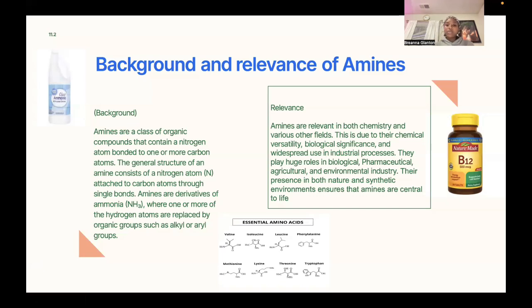So why are amines relevant? Amines are relevant in both chemistry and various other fields. This is due to their chemical versatility, biological significance, and widespread use in industrial processes. They play huge roles in biological, pharmaceutical, agricultural, and environmental industries.